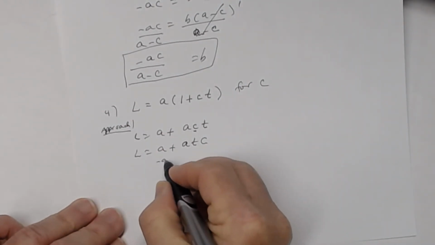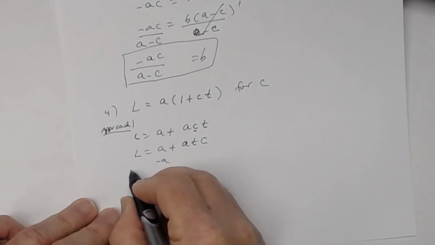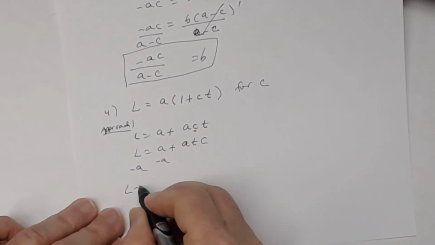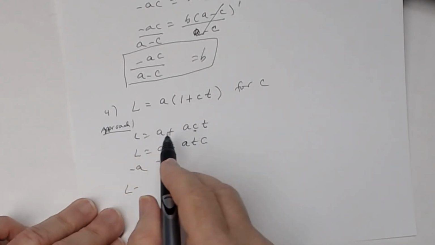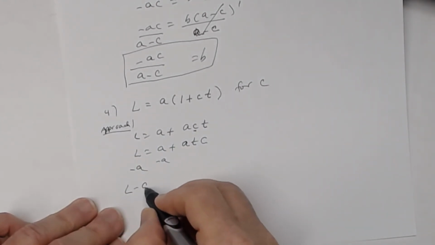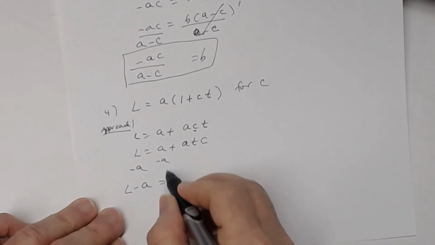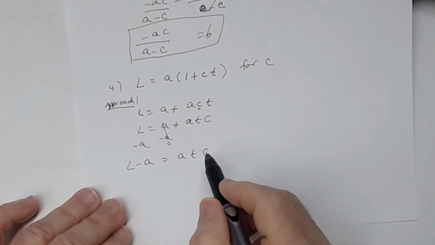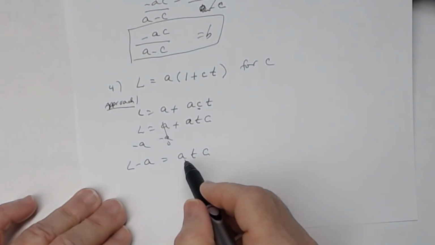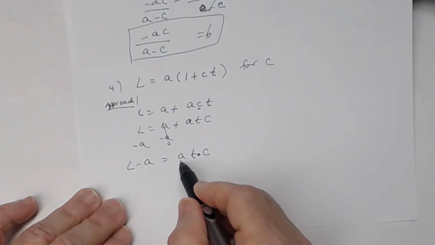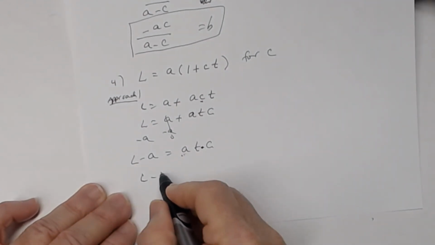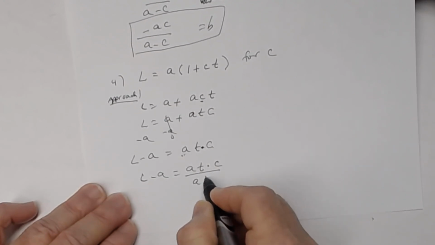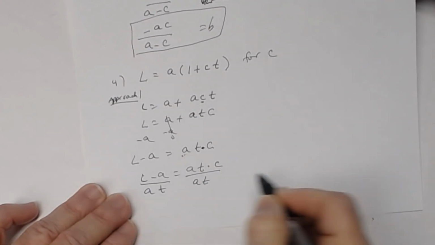So I subtract a from both sides. So I get L minus a, capital L minus a. Make sure you're consistent with the variable notation. L minus a, lowercase a, equals a times t times c. And then all I need to do now is to get c by itself. Right now, I'm multiplying by at, right? So the opposite is to divide both sides by at.